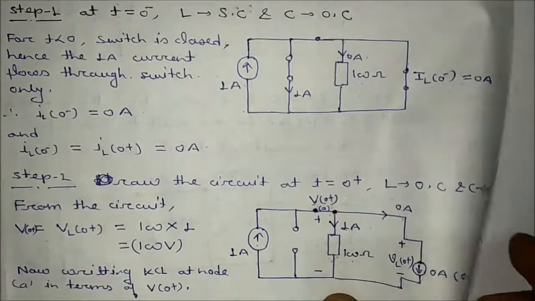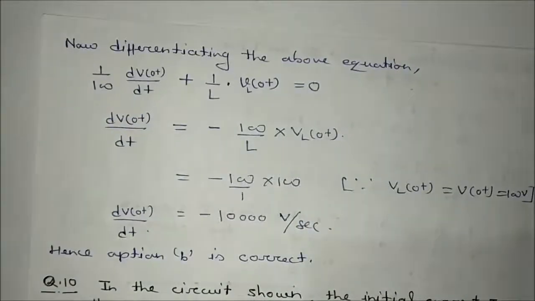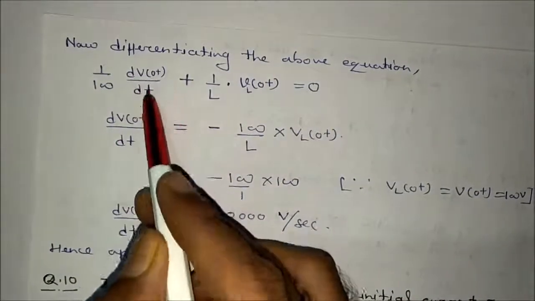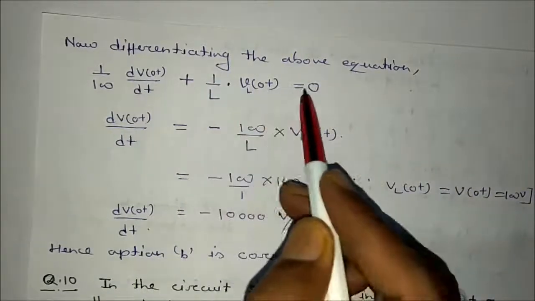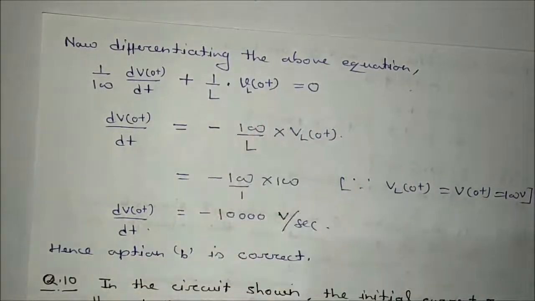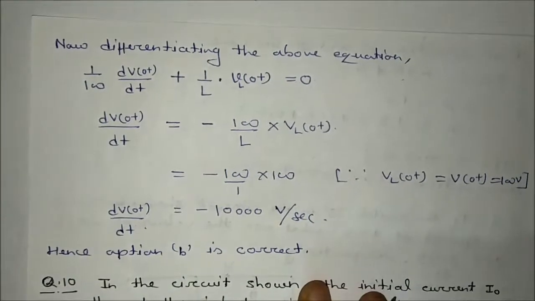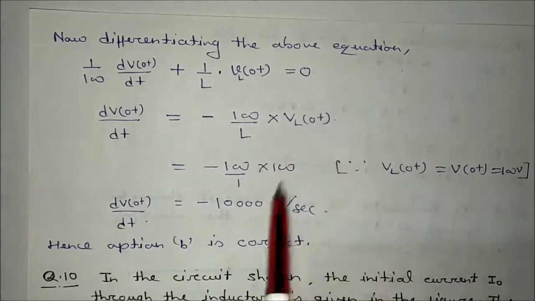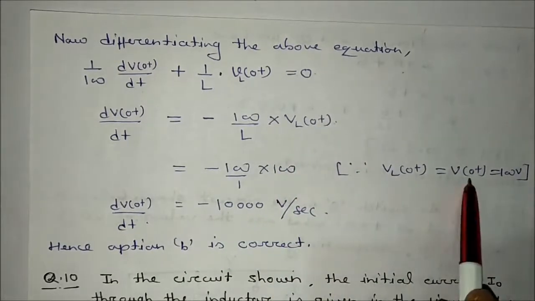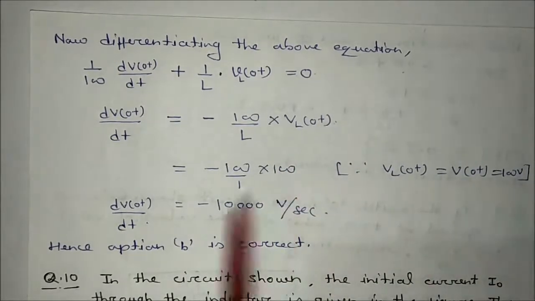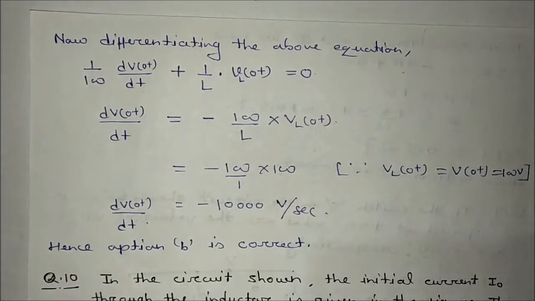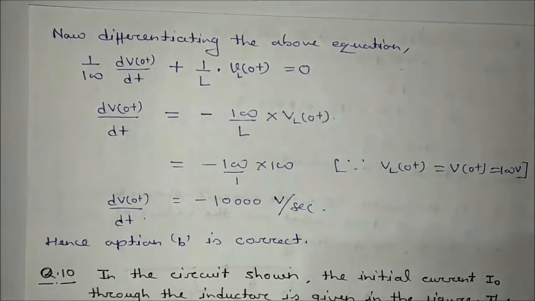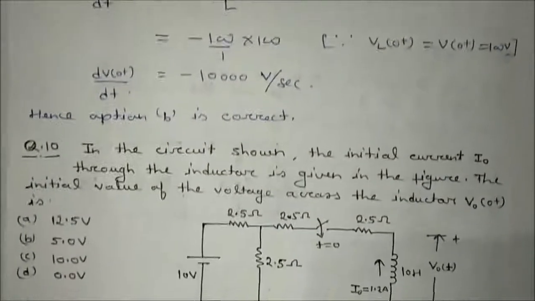So can I say that the whole equation can be written as, after differentiation, 1 by 100 dV0 by dt plus 1 by L VL0 plus, and VL0 plus is exactly the same as V0 plus, that is equal to 100. So dV0 by dt is equal to this much value. Multiply it here, you will get 10,000 volt per second. Hence option B is correct. Is it okay? Now moving to the next problem.